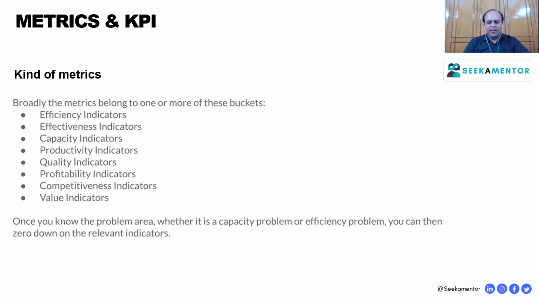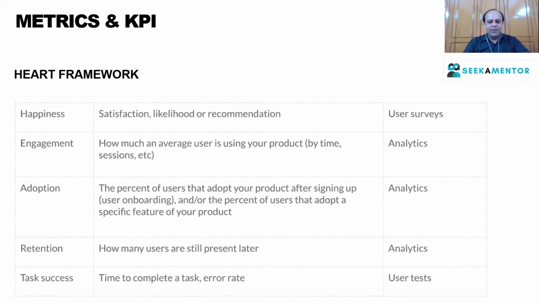Multiple indicators are there. But all these indicators are classified into two different frameworks, or two different methods, or you can say techniques. First is called the AARRR framework. AARRR stands for happiness, engagement, adoption, retention, and the task. These are 5 different segments applicable inside the AARRR framework. Each factor is most important.